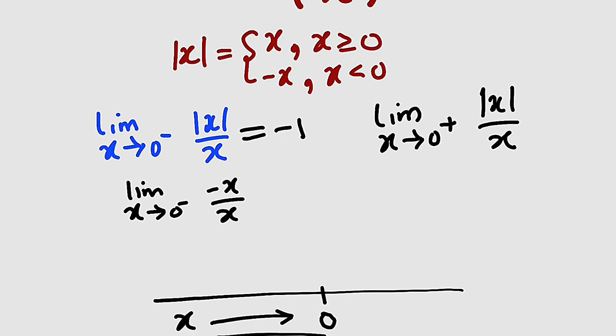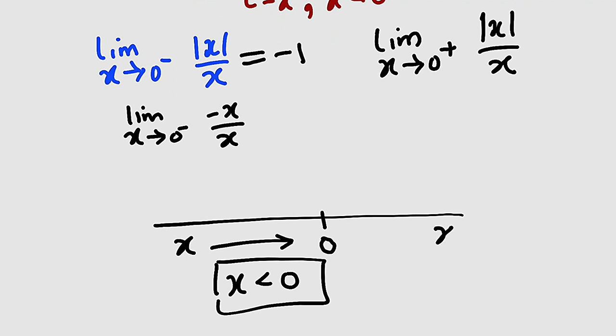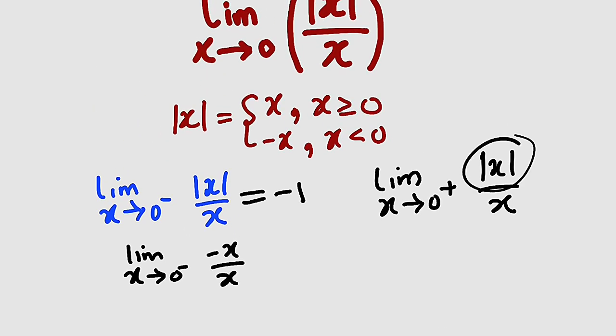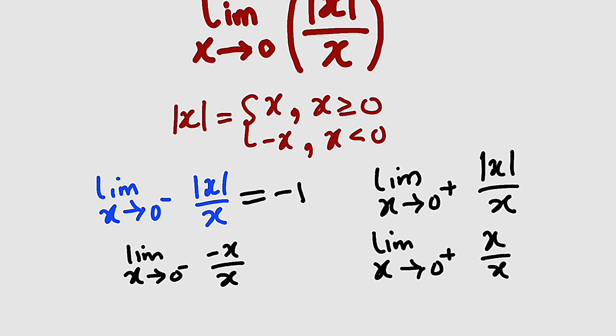So what about the other limit from the right hand side? If we approach 0 from the right hand side, all these values will be greater than 0. So x will be greater than 0. And if you have this condition, you have to consider the absolute value of x as positive. So this will be limit as x approaches 0 from the right of x divided by x. X divided by x is 1. Limit of constant, which is 1, is also constant. So this will give us 1.